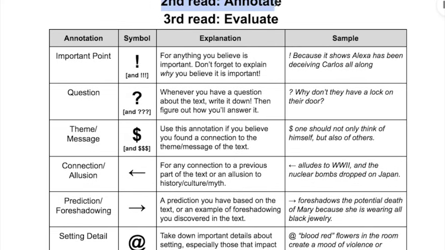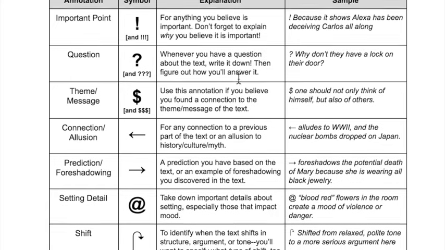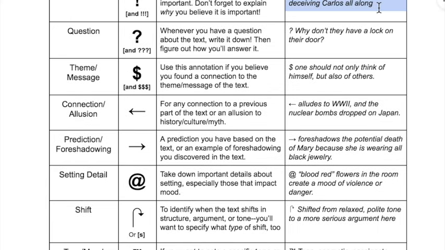Then when I come back with my second time through, I look at where I underlined, and often I'm writing something like this off to the side because it shows Alexa has been deceiving Carlos all along, and I'm just explaining my thinking on the right side. If something's super important, I'll toss the triple exclamation point, similar to question marks.